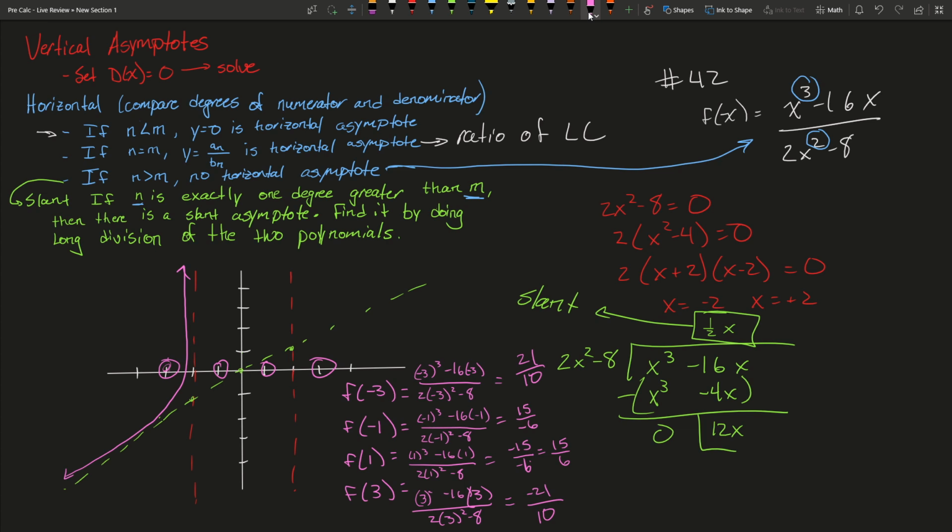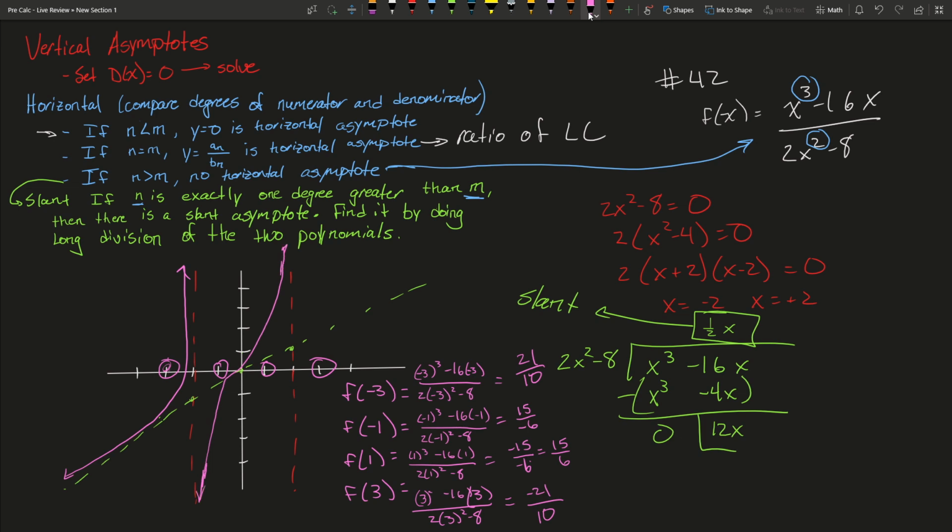Then in between, we plugged in -1 and 1. When we plug in -1, we get -15/6, which is definitely lower than our green line. So it'll definitely start down here. And when we plug in 1, we get 15/6, which again is more than 1/2. So it'll end up here. So again, it'll kind of look like a cubic.